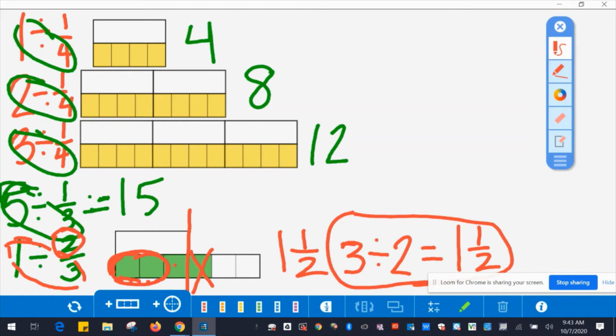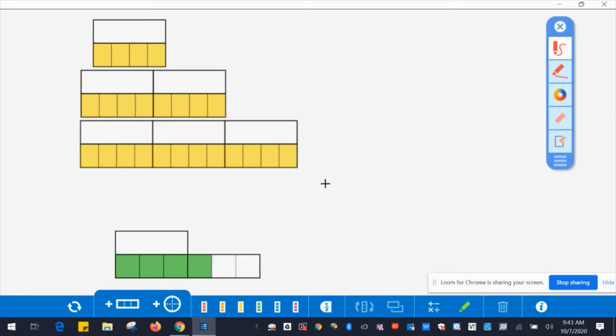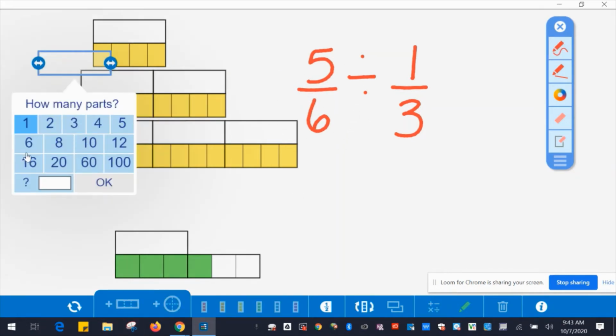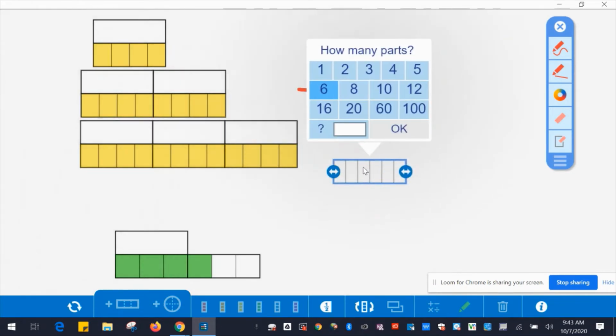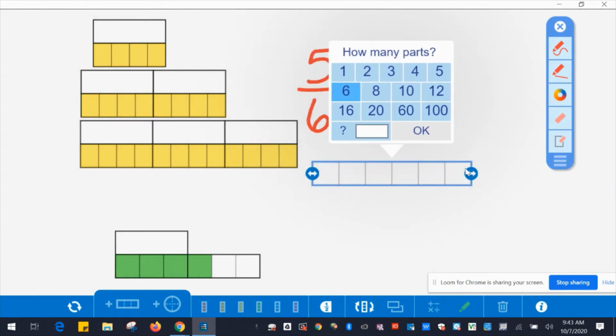So now that we've developed this pattern with the students, I would then start with a fraction divided by a fraction. So we're going to look at 5/6 divided by 1/3. So we're starting, our dividend here is less than 1. So I want there to be 6 parts. I'm going to bring this over. I'm going to make it a little bit bigger.